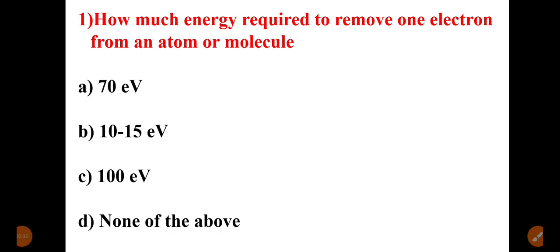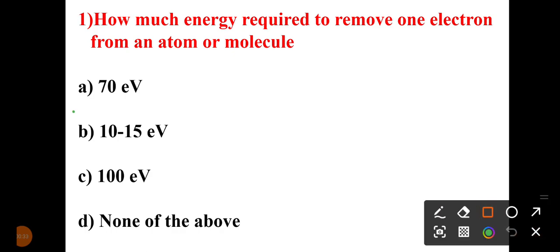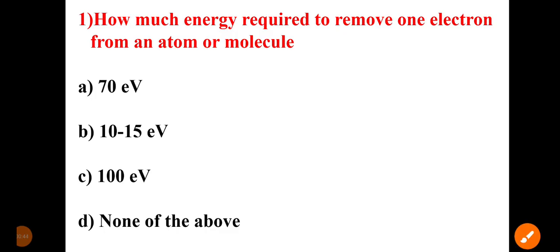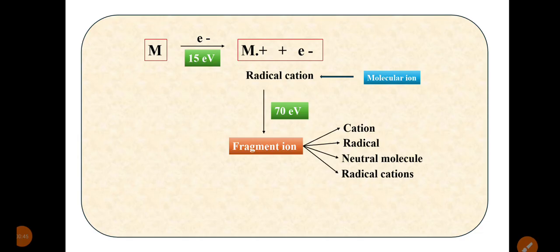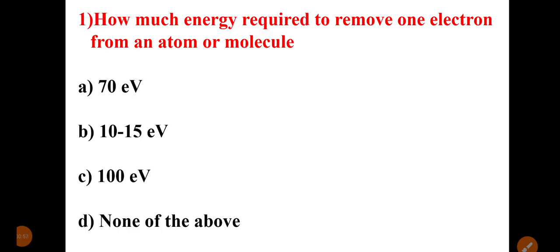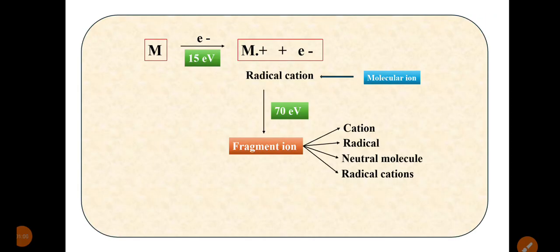So what is the correct answer here? Yes, that is 10 to 15 electron volt. Don't get confused between 70 electron volt and 10 to 15 electron volt. Let's discuss. If you give a molecule energy of 15 electron volt, one electron is removed from there. Our question is to remove one electron, so if you give energy of 15 electron volt, only one electron is removed and the M plus radical is formed.